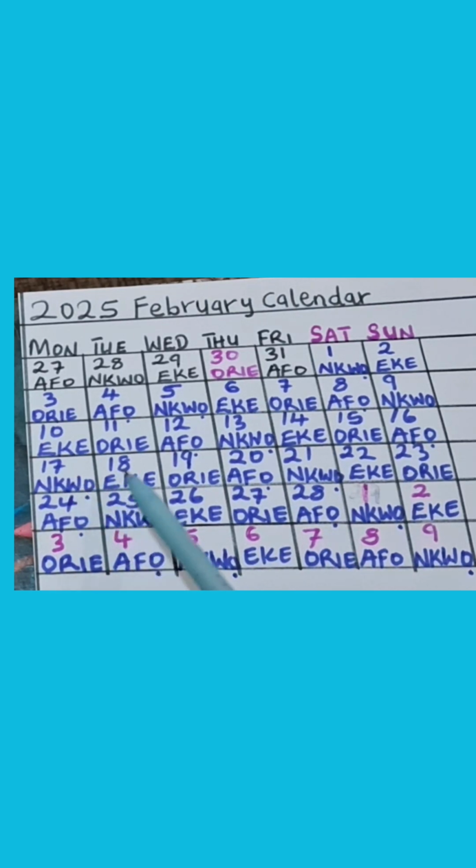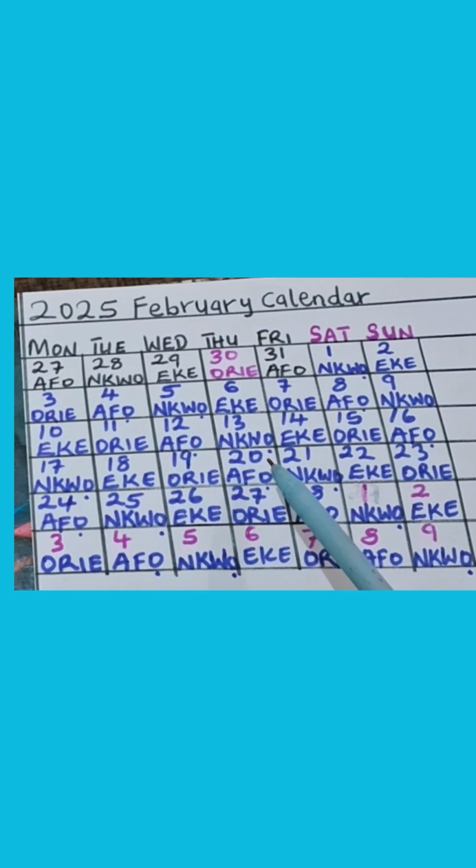17th is Nkwo. 18th, Eke. 19th, Ore. 20th, Afo. 21st, Nkwo. 22nd, Eke. 23rd, Ore.